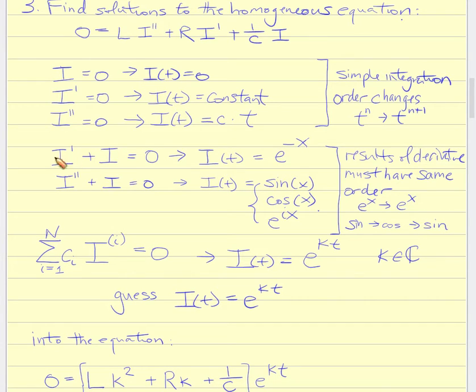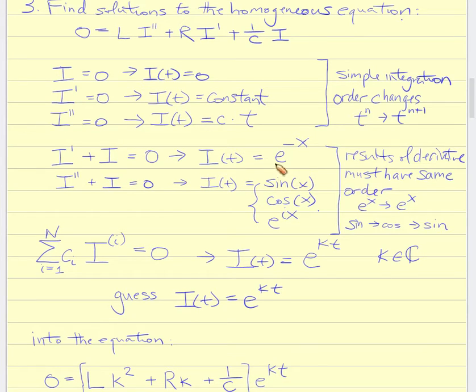So now I prime and I are of the same flavor, variety, order, or type, or whatever the correct terminology I should use for it. But it's the same stuff. So there's a potential possibility for them to cancel each other out.